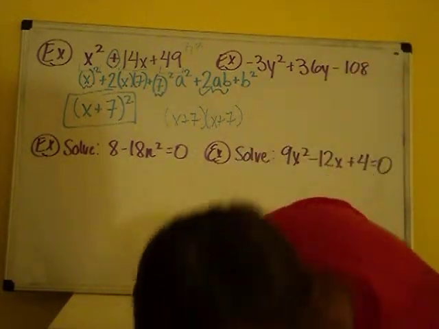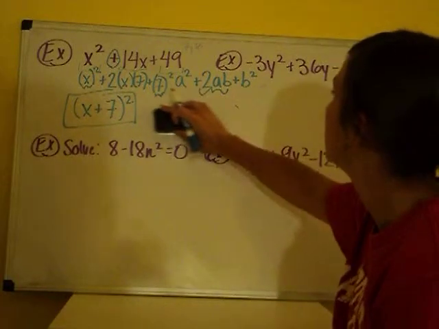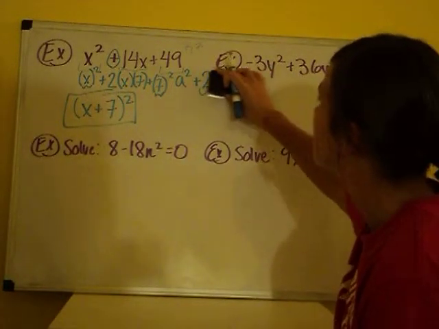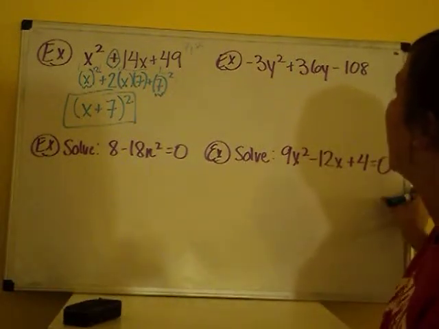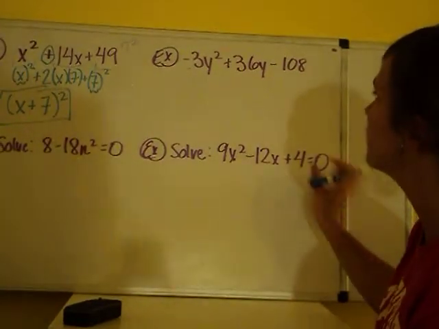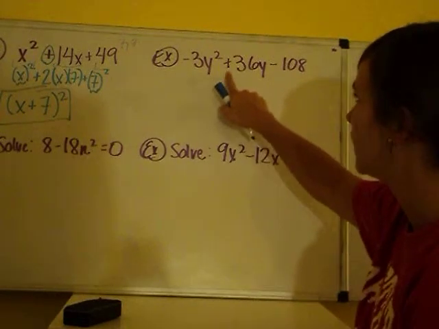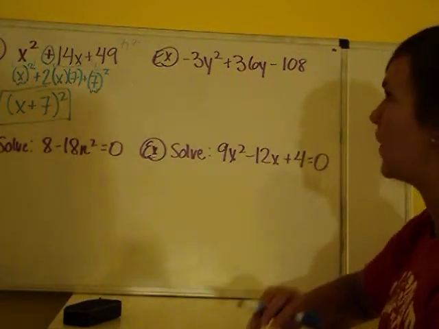Okay? Alright, moving on to this one. Now, I'm going to erase this formula. You should memorize the formula, PS. Okay, now, looking at this one. We have negative 3y squared plus 36y minus 108.